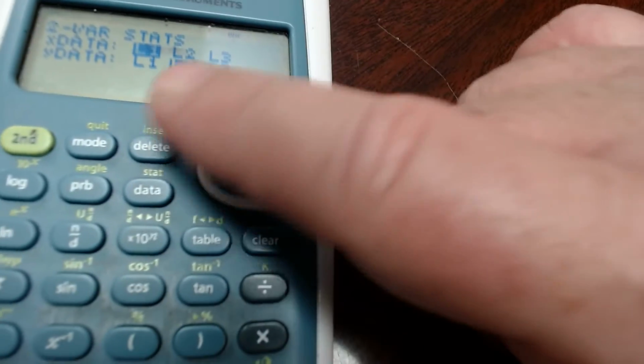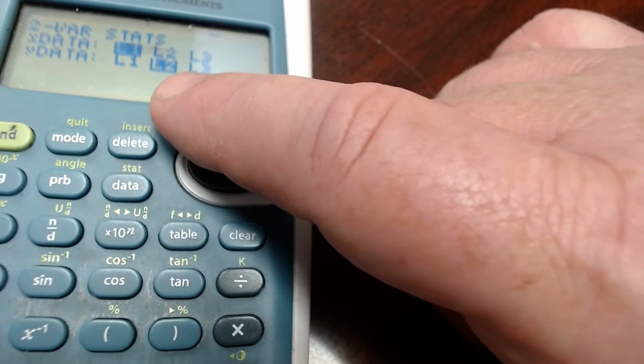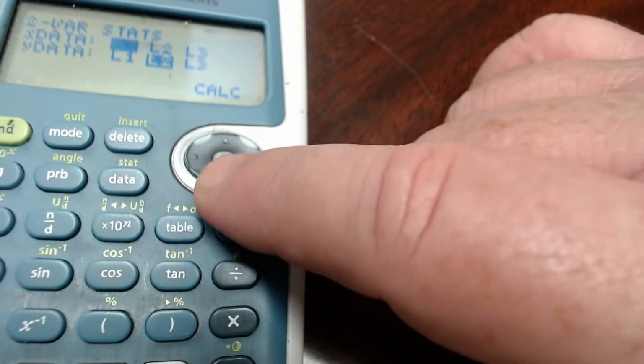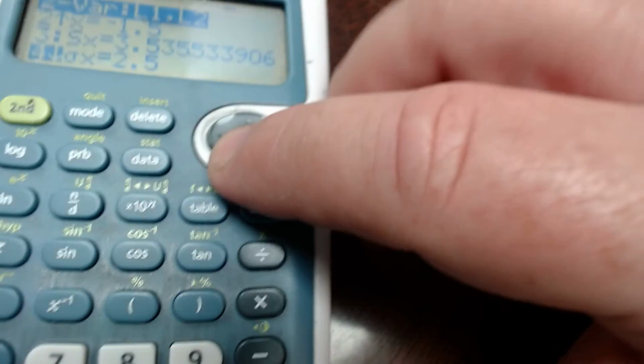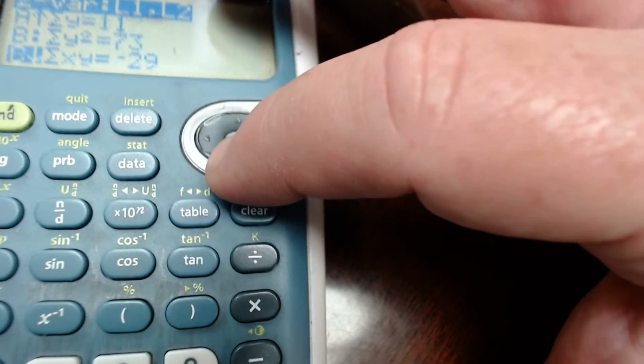And then from here, don't touch anything, everything's correct. The slopes are in the L1s and the y-intercepts are in the L2s. Everything's where I want it. So don't touch anything and go to calculate, hit enter. And then you're looking for D and E. And remember, it's going to be the opposite sign of D and whatever E is.